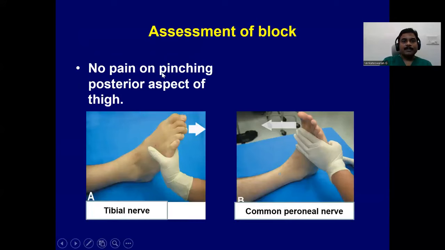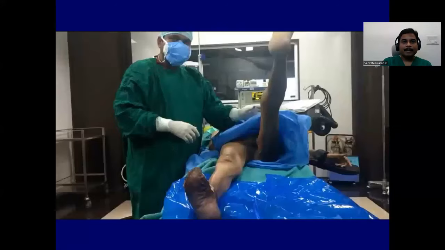You just pinch on the posterior aspect of the thigh. If there is no pain, then the sacral plexus has taken. You can keep your hand below at the plantar aspect of the foot and ask him to push your hand. If he's not able to do it, then the tibial nerve is blocked. And if you keep the hand over the dorsum of the foot and ask him to lift it, and he's not able to do so, then we can say the common peroneal nerve is blocked. So this is how to assess for a sacral plexus block.